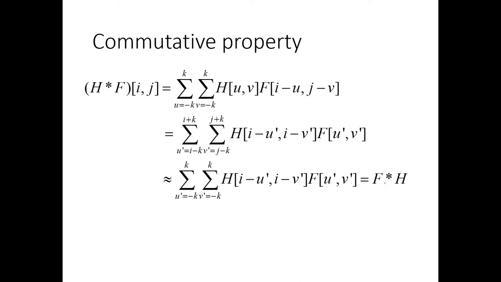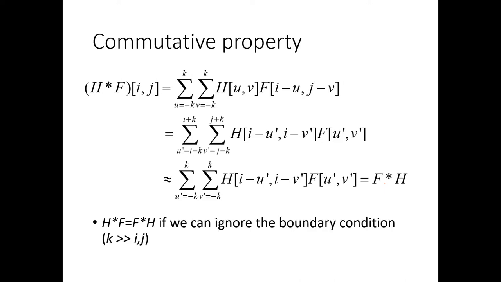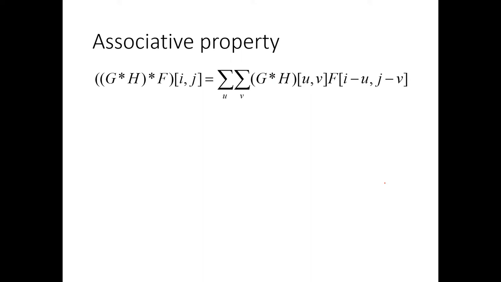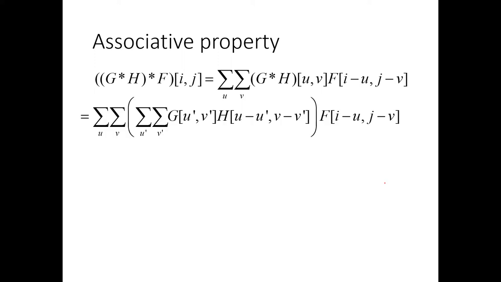So that's convolution. Convolution is commutative. I'm not going to go through that. It just means that h star f is equal to f star h, commuting up to the boundary condition. Typically, when you go to the boundary, you have some problem. If you ignore the boundary condition, then they are the same. As I already mentioned, it also has the nice associative property.